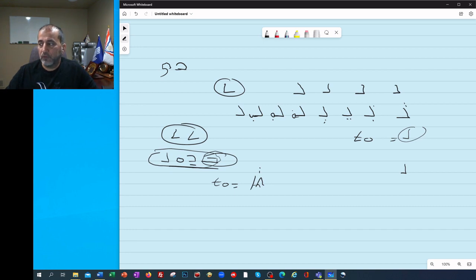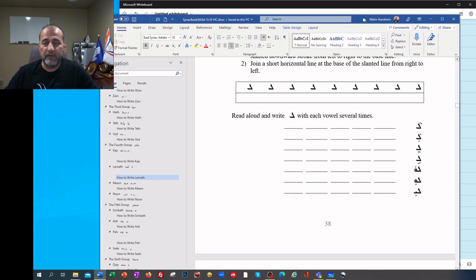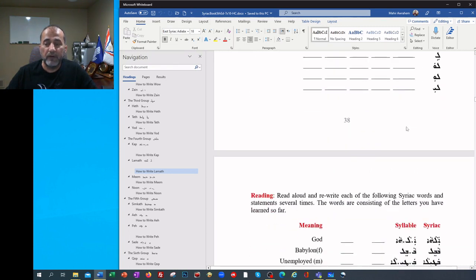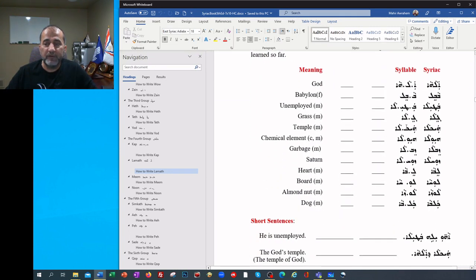Alright, let's go to that part. There are many places where you can type or start writing these together, and we move on. We have a good number of words here to practice with lemeth, and not only lemeth, but the letters we have covered in the previous videos. So the Syriac column, the syllables, and then the meaning is going to be for you. I'm going to start with the first one.